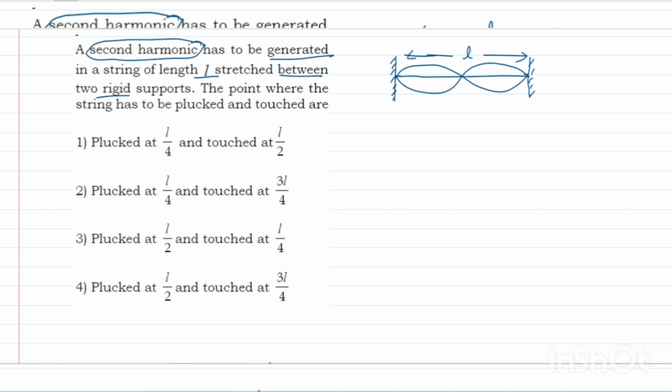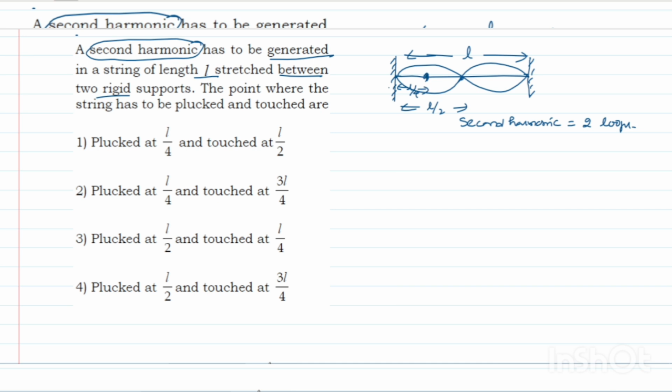So the second harmonic is equivalent to the number of segments or number of loops. So here you can take two loops, and they ask where it should be plucked and where it should be touched. Suppose if you are plucking at this point, it is L by 2, and here it should be at L by 4 distance. This is at L by 4 distance, students.